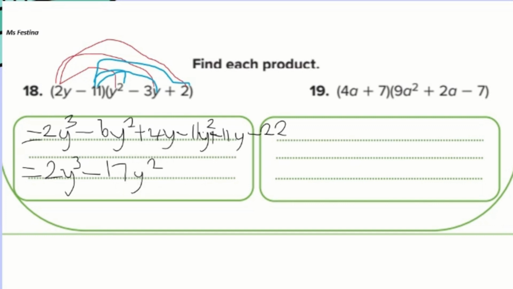17y squared. And then I also have another pair of like terms, so I have positive 4y and positive 33y. They will then give me positive, so plus 37y, and then minus 22.